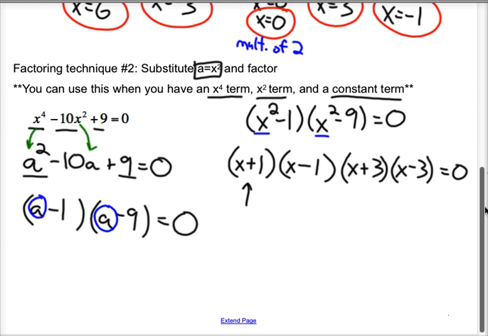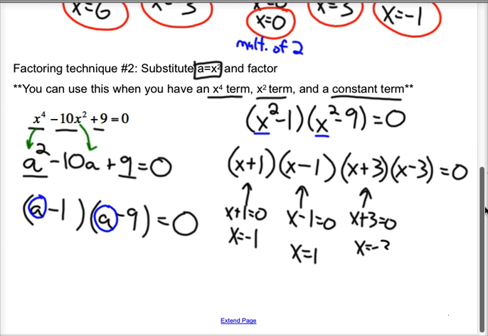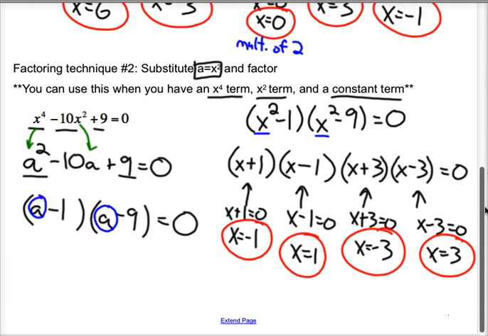And now we have to go and work with every one of these pieces. So that x plus 1 is going to give me a 0 of negative 1. The x minus 1 equals 0 gives me a 0 at 1. The x plus 3 gives me a 0 at negative 3. The x minus 3 gives me a 0 at 3. And those represent my 4 solutions to this quartic function.